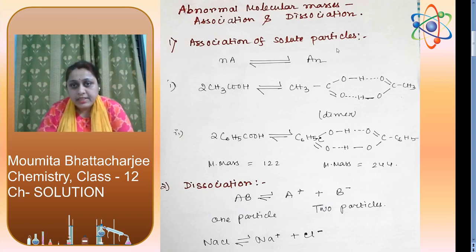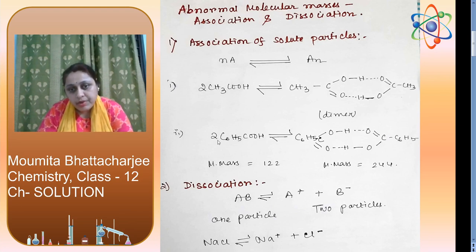Association of solute particles. Here I have written n molecules of A. n molecules of element A will associate to form a large molecule A_n. So n is any integer: 1, 2, 3. Here you can see I have written the example of acetic acid. Two molecules of acetic acid are associating together to form a dimer. Here you can see two molecules are combining to form a dimer.